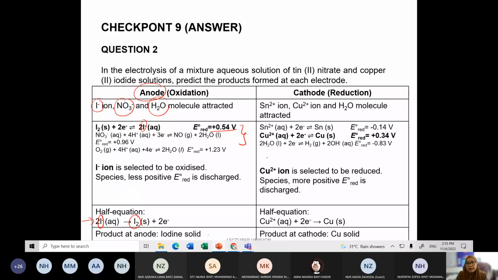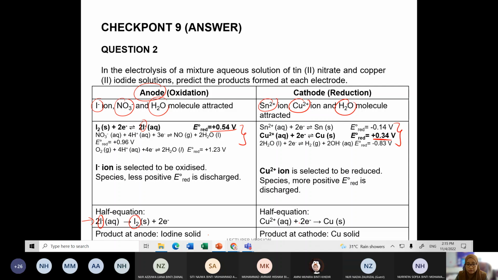Okay, and at the cathode we have these 3 species. We are going to choose based on the E0 reduction that is more positive. So this is more positive. So copper(II), Cu2+. Okay, so copper(II) will undergo reduction.